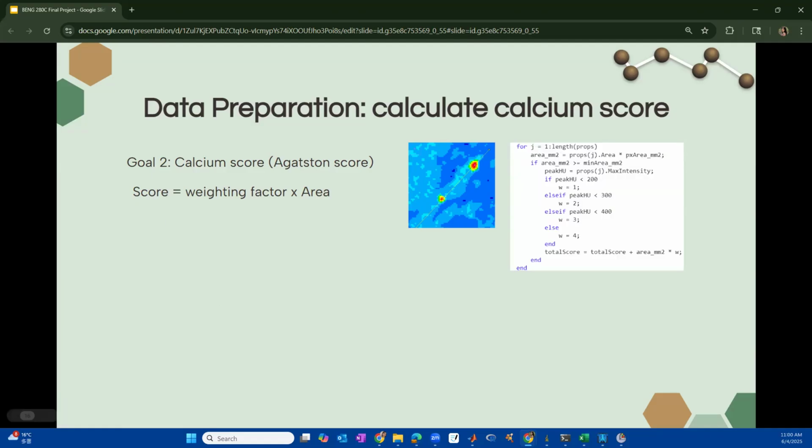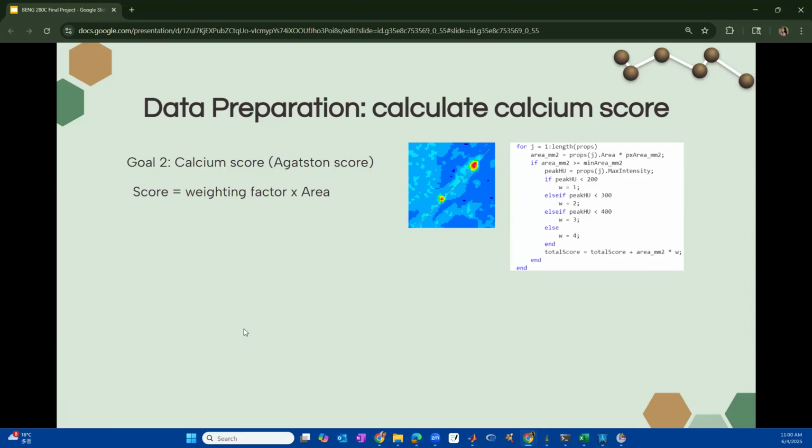So the weighting works like this. If the intensity is under 200 Hounsfield units, the weight is 1, and anything between 200 and 300 will be identified with a weight of 2, and anything above 400 Hounsfield units will be weighted as 4. So higher density calcium gets a higher contribution to the total score.